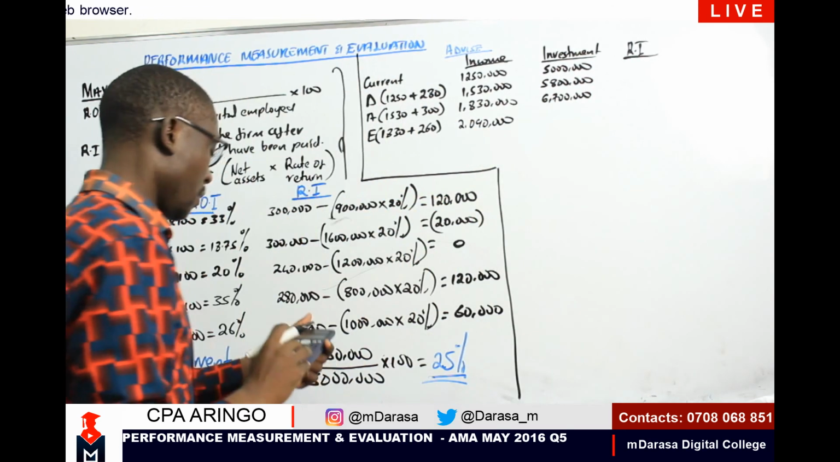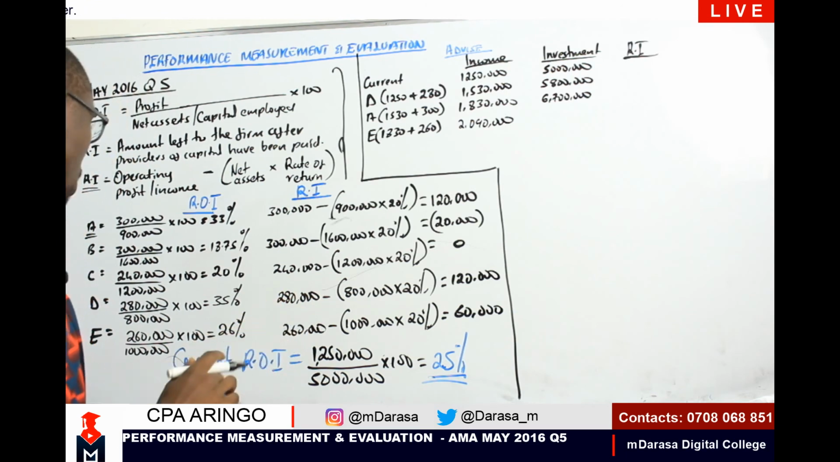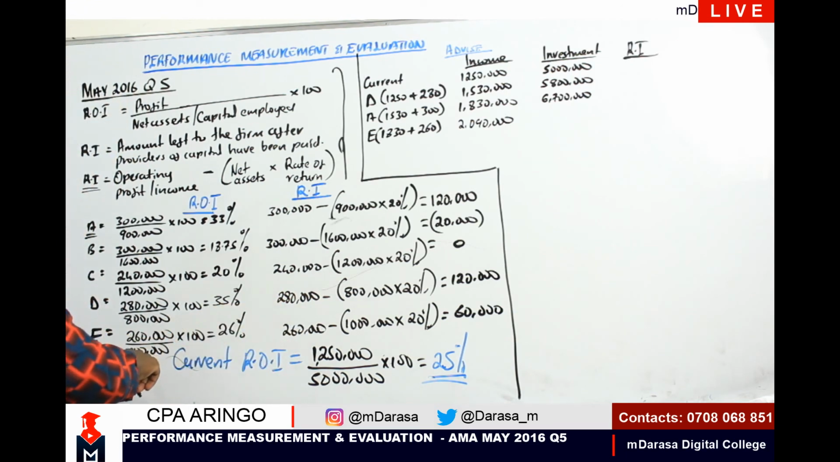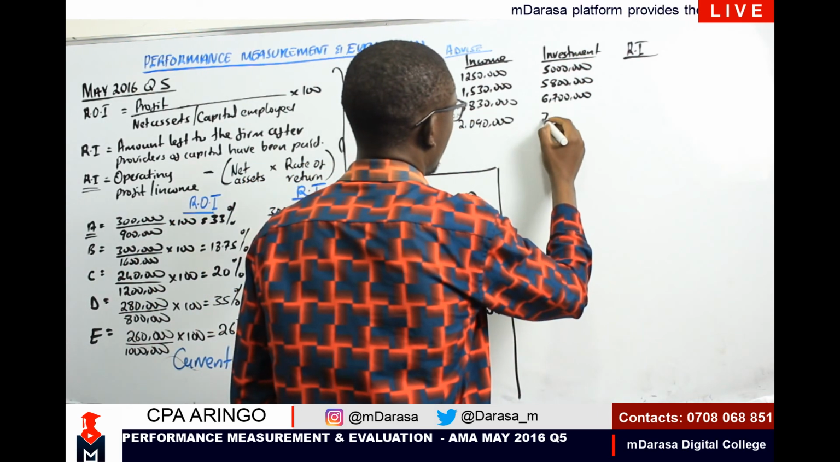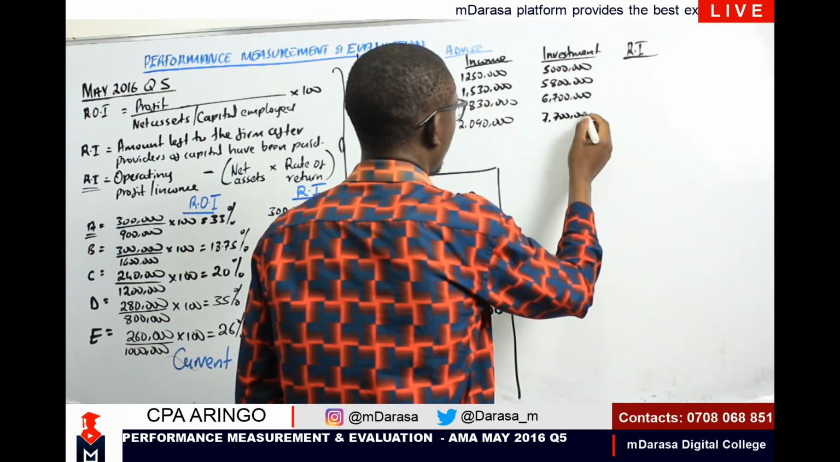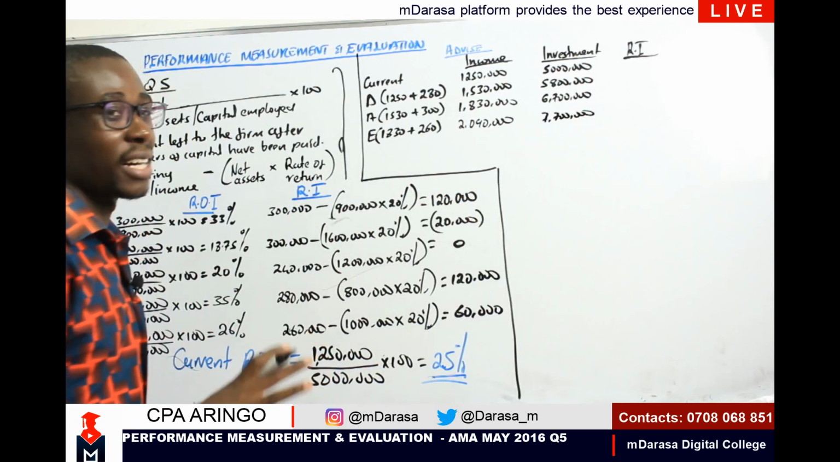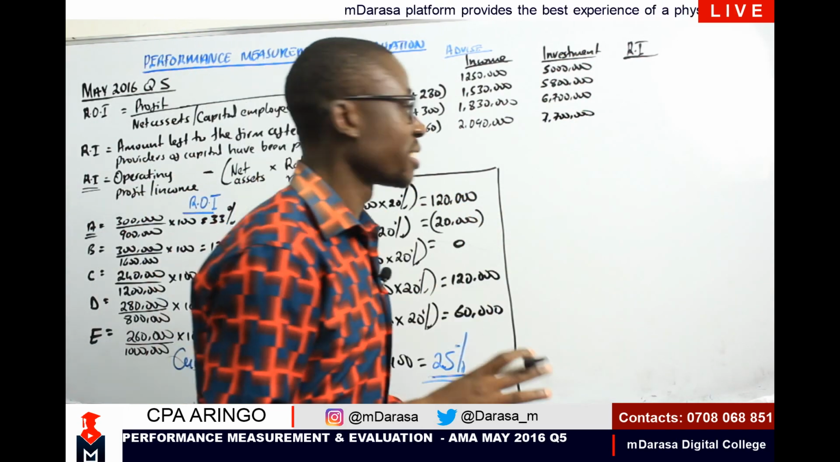What about our investment? 6.7. We are going to add the 1 million there. 1 million. So therefore, I should be talking of 7.7. Just up to this point, you can advise this company, my good students.